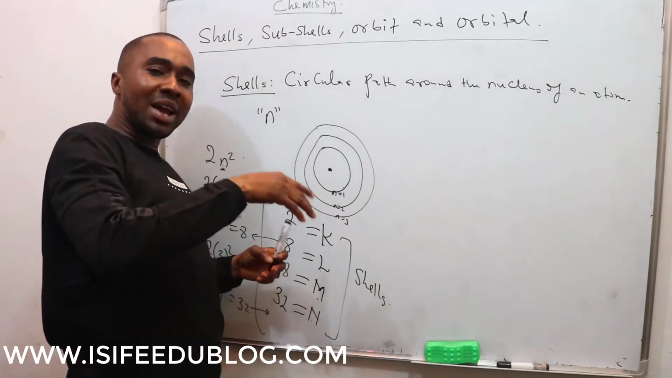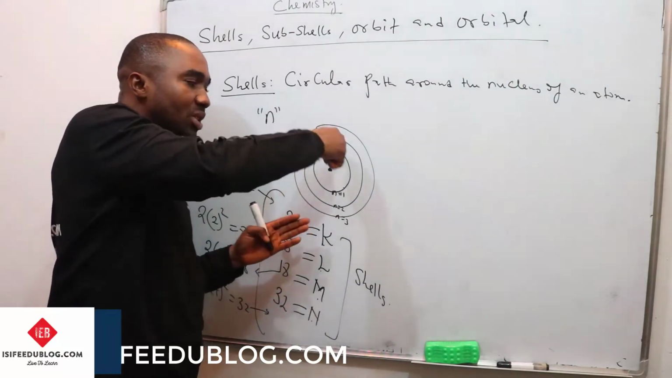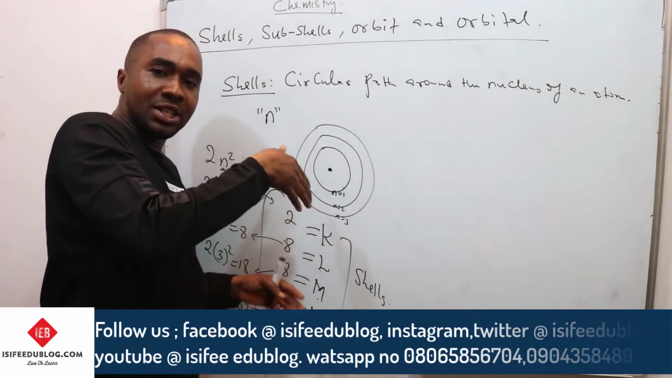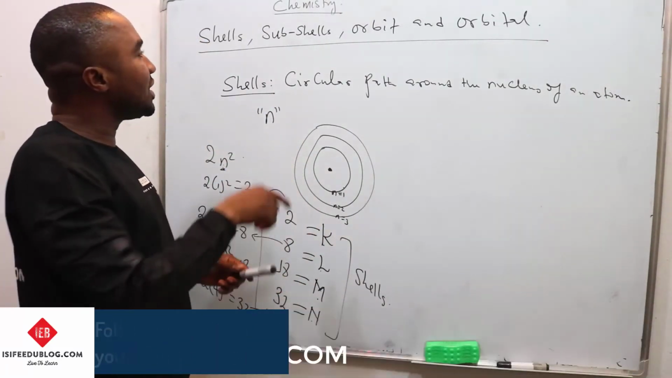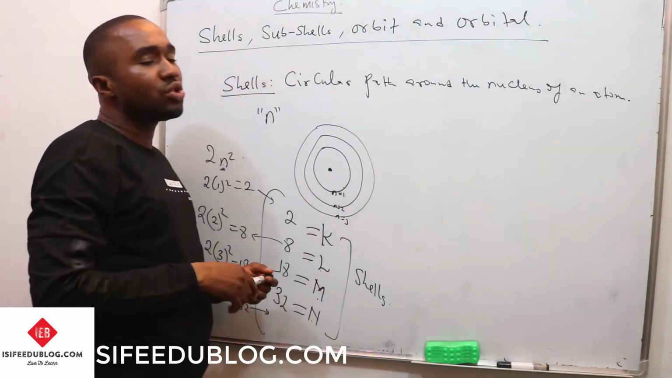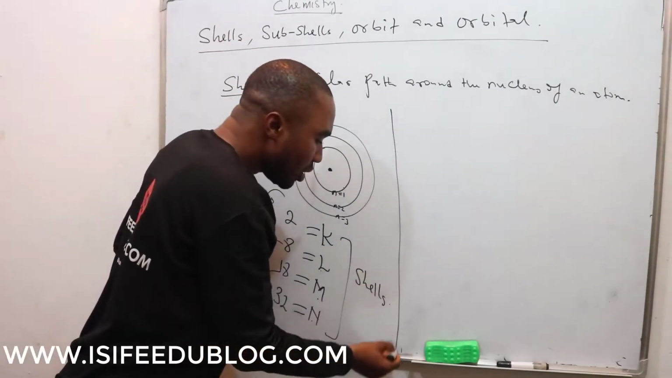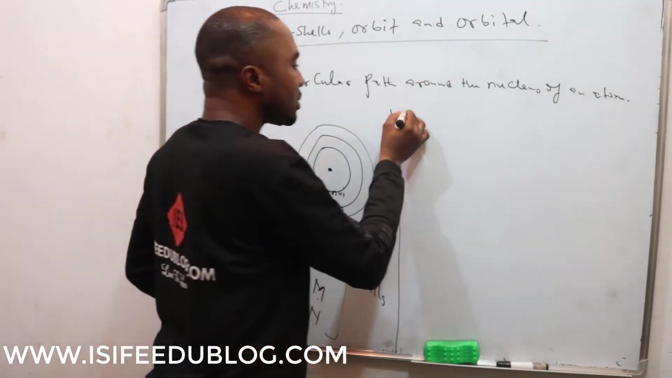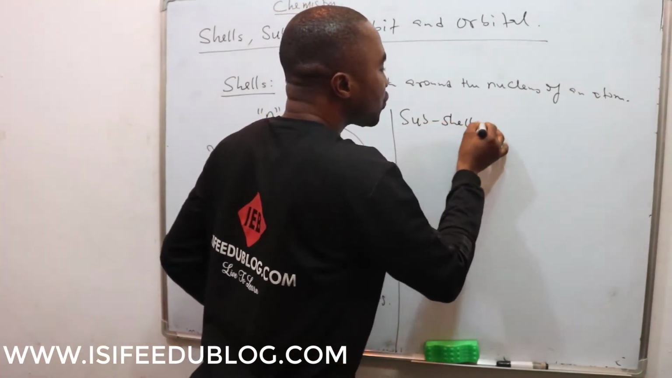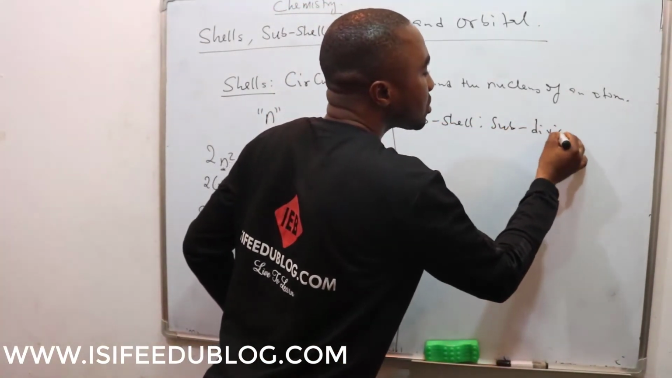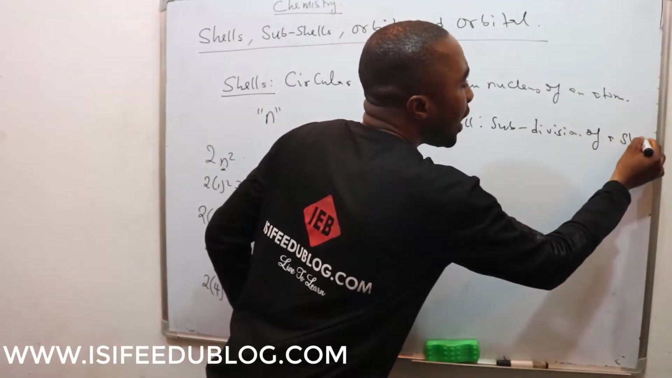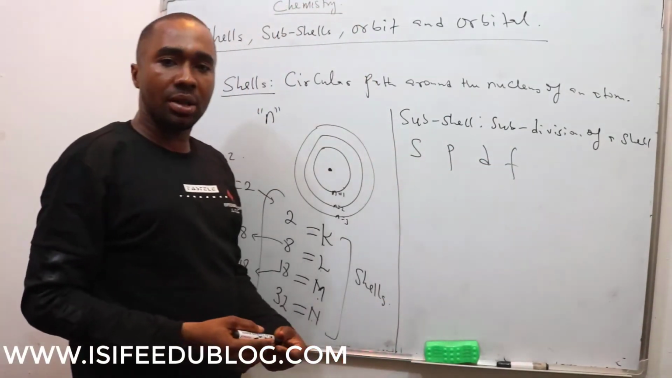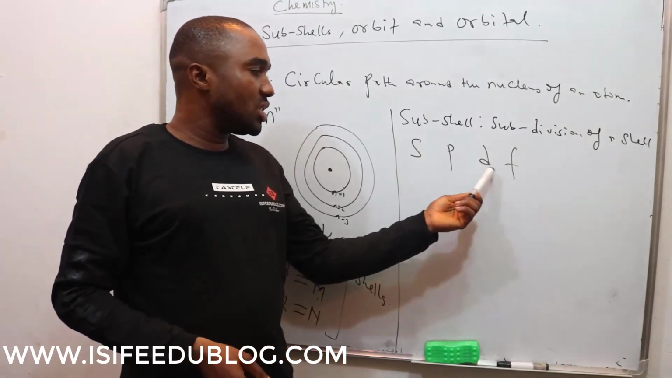So we have an atom, and in an atom, the circular part around the nucleus is the shell. Then there are divisions, discrete steps or locations in the shell. Those places are called the subshell. So when we are talking about the subshell, we are talking about the subdivisions of a shell. And the examples of subshells are the S, P, D, and F.